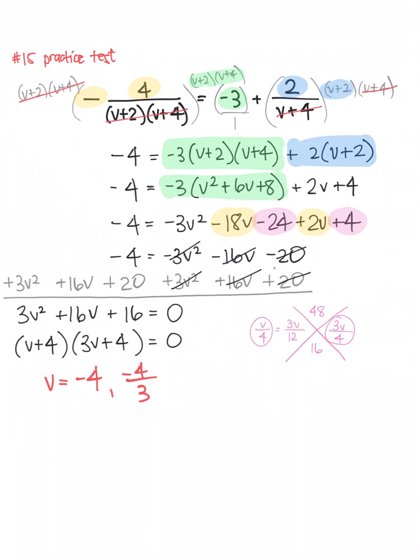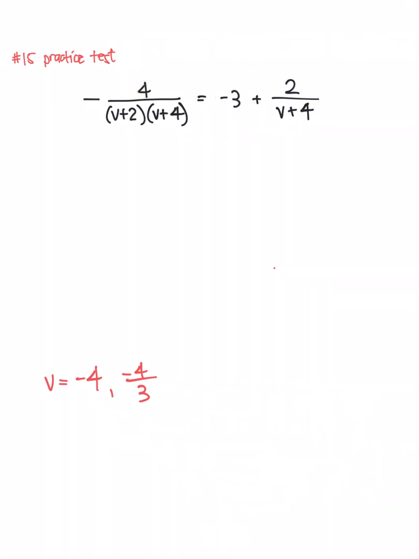If you're not sure why, just make sure you work it out. 3v plus 4 equals 0, and you'll find out it's negative 4/3. Now you may think we are done. However, we must go back and check to see if each of these is going to work in the original equation. So let's go back and check. Here we are, back at the original. We're going to substitute all the v's for negative 4, and let's see if that works.